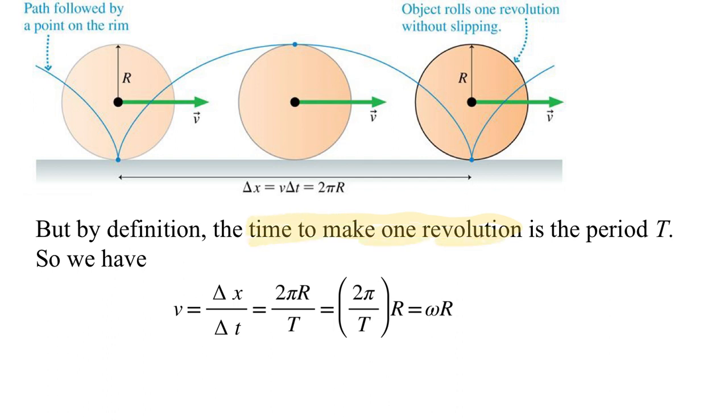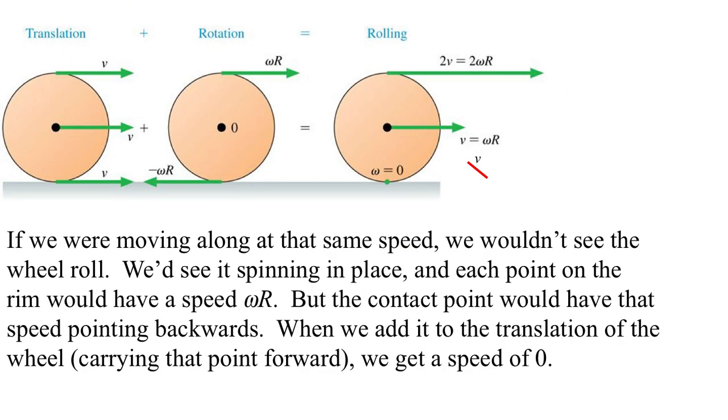And so v, which is delta x over delta t, is 2 pi r over the period T, which we can pull out to say is 2 pi over T times r, or is omega r. All right? So the forward velocity has to be omega r. If we were moving along with that same speed, we wouldn't see the wheel roll. We'd see it spinning in place, and each point on the rim would have its own speed, omega r, because remember, that's the tangential speed of a point doing a circle. The contact point in that case would look like it was moving backward.